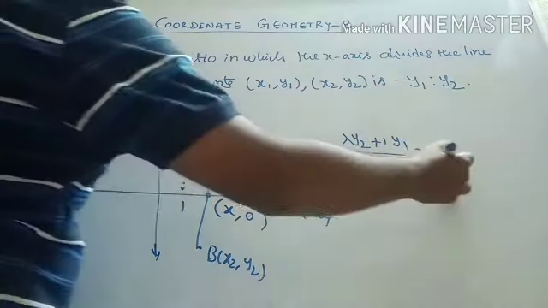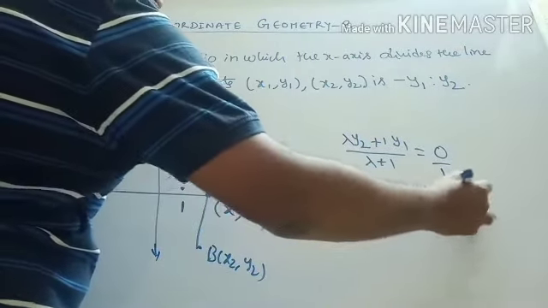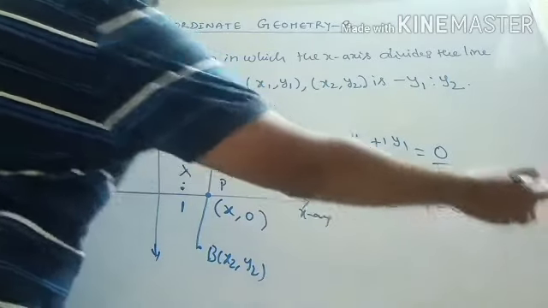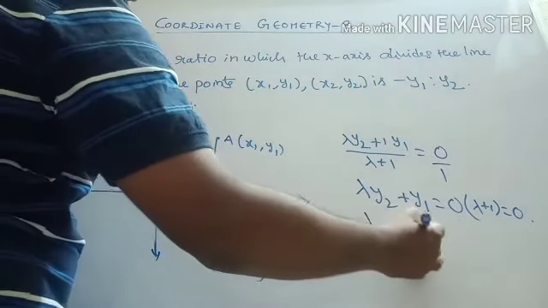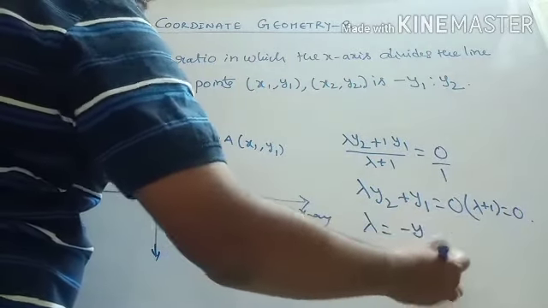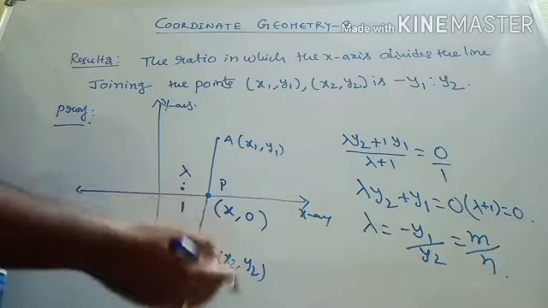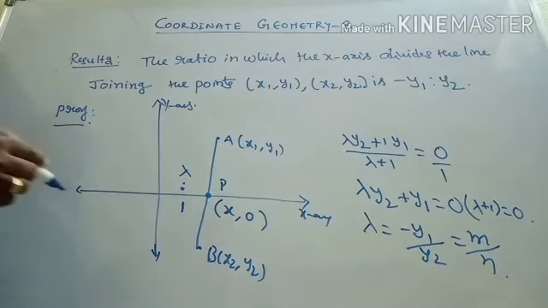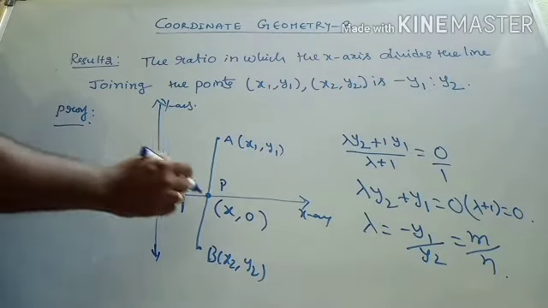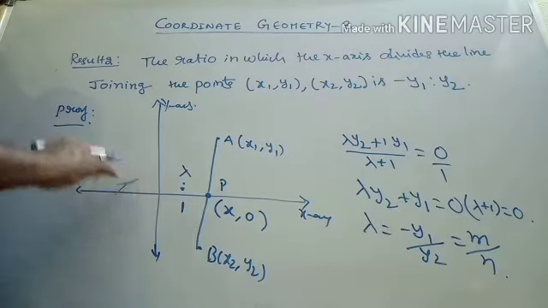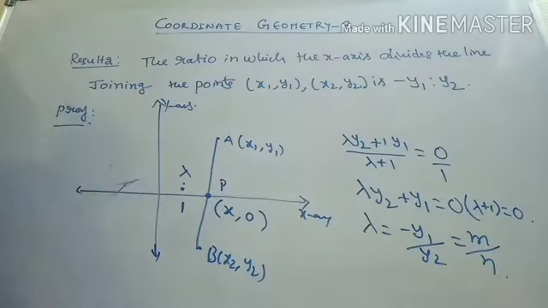Now just do the cross multiplication. You will get lambda y2 + y1 = 0 times (lambda + 1), which is 0. Then lambda equals -y1 by y2, and that is nothing but the ratio m by n. Therefore, my dear students, we have proved the result. Whenever the line joining A(x1, y1) and B(x2, y2) is divided by the x-axis, we can get the ratio directly as -y1 by y2.